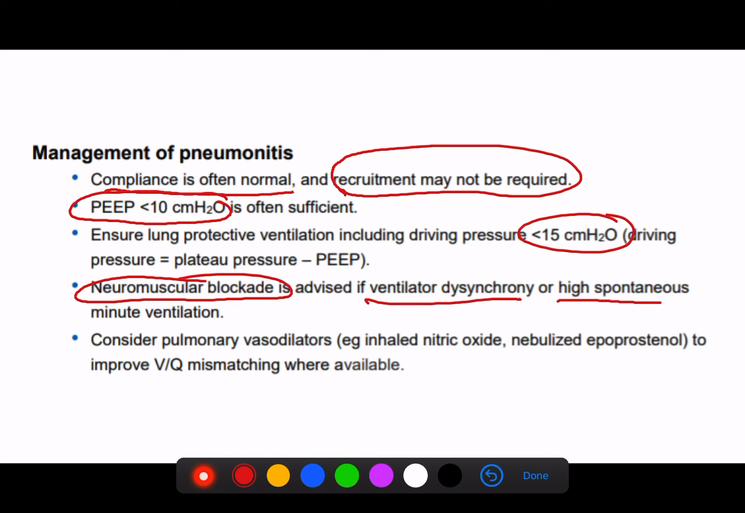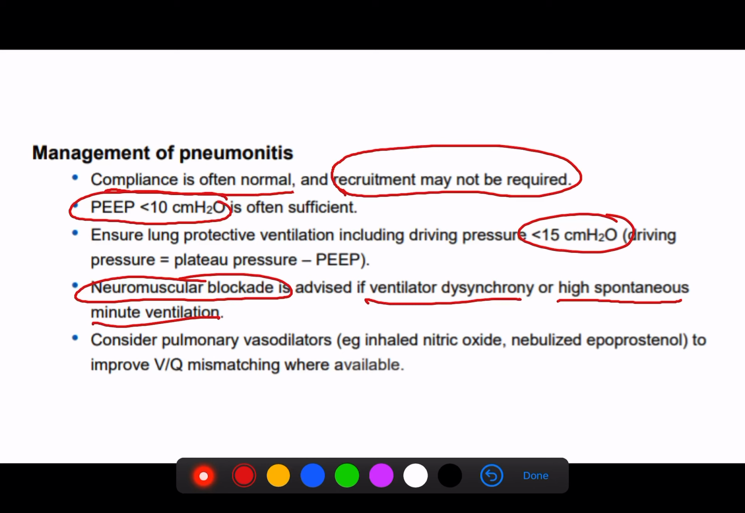Sometimes patients with really high spontaneous minute ventilations, and we do see this with some of our COVID patients, you might need to just neuromuscularly block them, paralyze them, and therefore take over ventilation and prevent the very big intrapleural pressure swings that can be quite damaging to the lung.